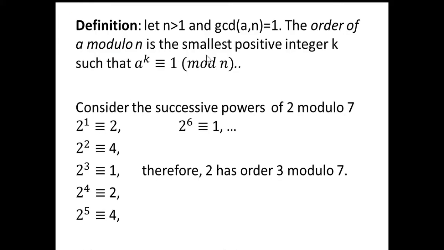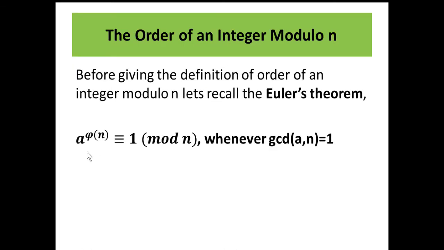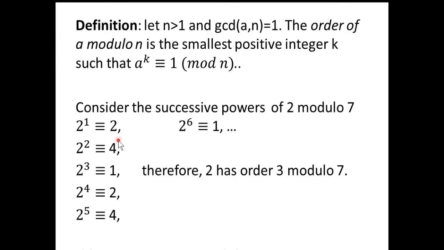Let's see the definition now. Let n be greater than 1, when a and n are relatively prime. The order of a mod n is the smallest positive integer k such that a to the power k is congruent to 1 mod n. So here we have a to the power phi n congruent to 1 mod n, and here we are saying that k is the smallest positive integer. That means it can be less than phi n also.